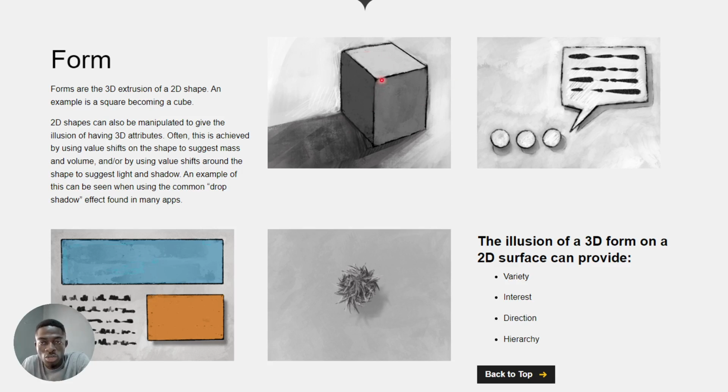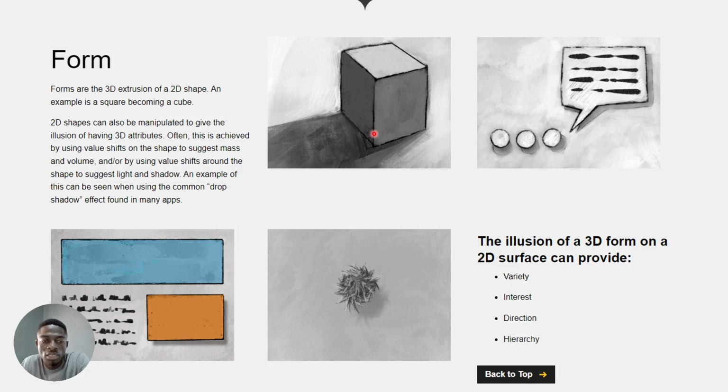So you take this square, we have just a square shape here, made up of 4 lines, and then we extrude in 3D space. When we extrude, we sort of duplicate all these squares together, and it makes up the cube. Now 2D shapes can be manipulated to give an illusion of having 3D attributes.